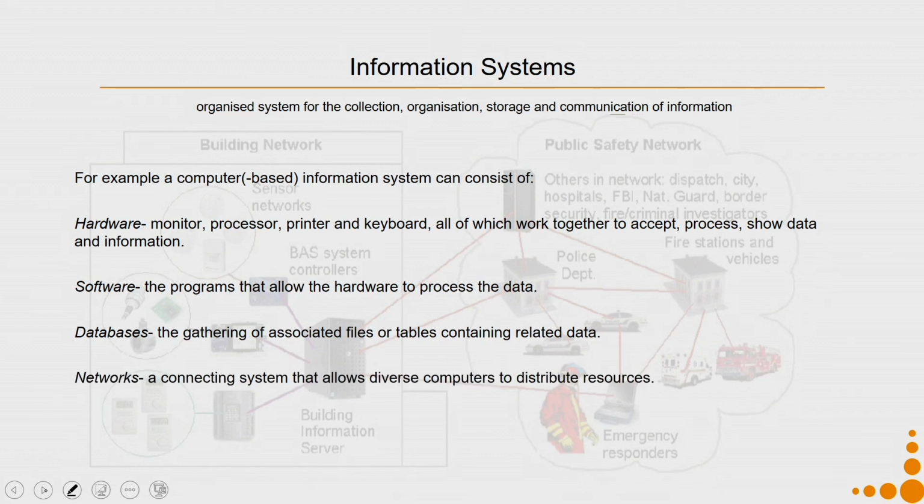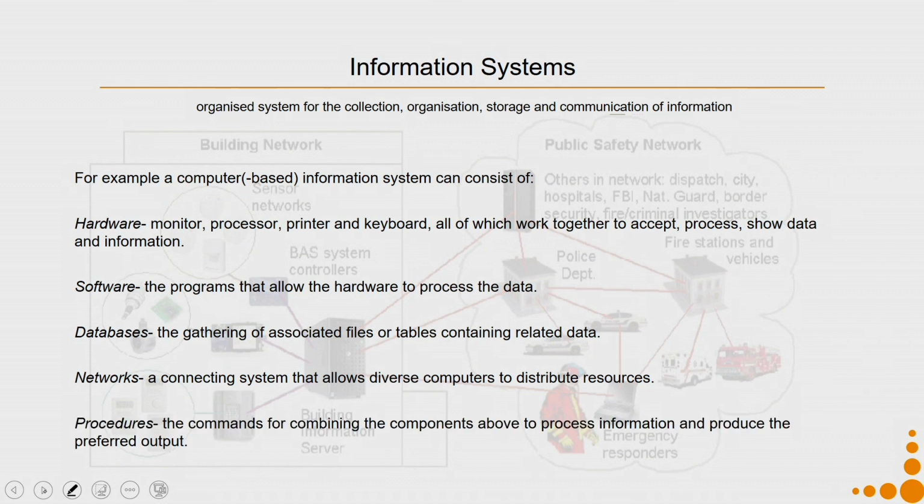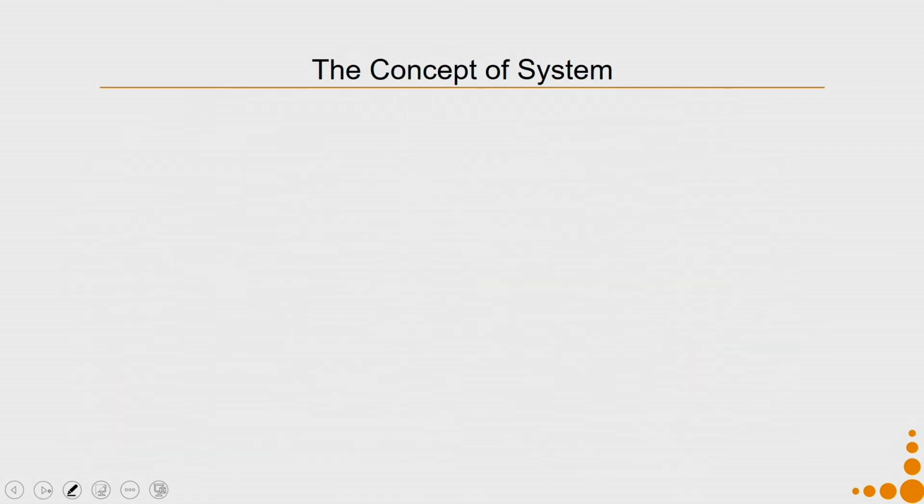Then you will also have a network, because we are talking about a system. Networks are connecting systems that allow diverse computers to distribute the resources. So these can be components of a computer-based information system. Then there will also be some procedures, the commands for combining the components above to process information and produce the preferred output.